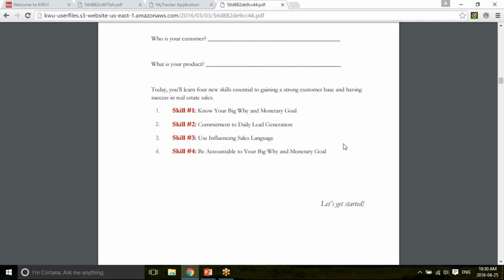One of them is knowing your why and your monetary goal. Number 2 is a commitment to daily lead generation. Number 3 is using influencing sales language. And number 4 is being accountable to your big why and your monetary goal. Okay? So the idea is now we have this mindset, we know what our job is, we know what the 6 foundations are that are going to help us, so now we can move forward and actually put it into action.